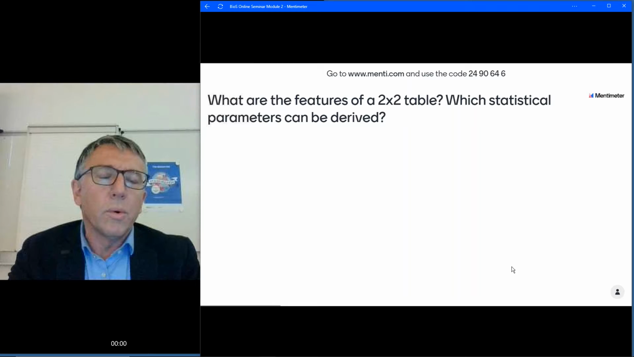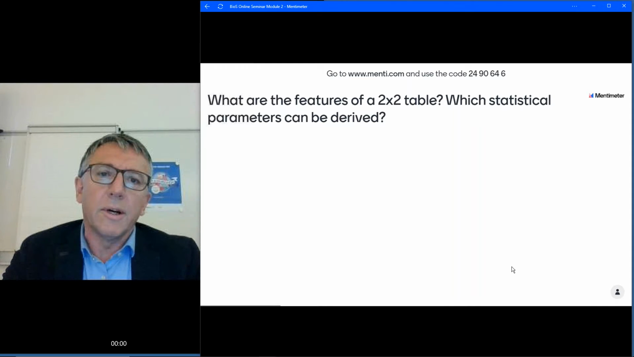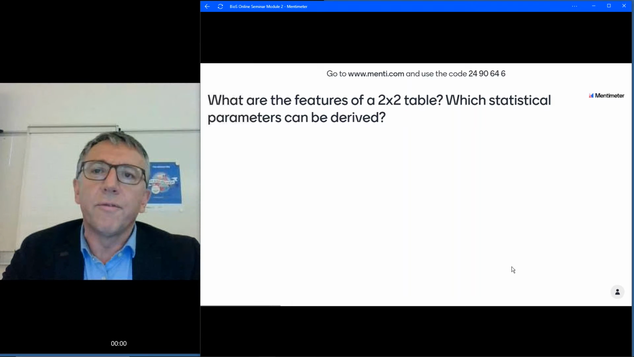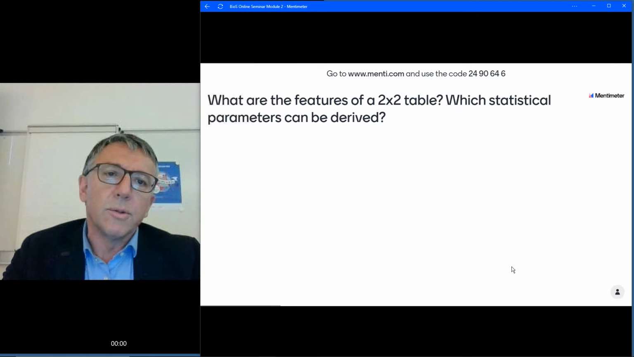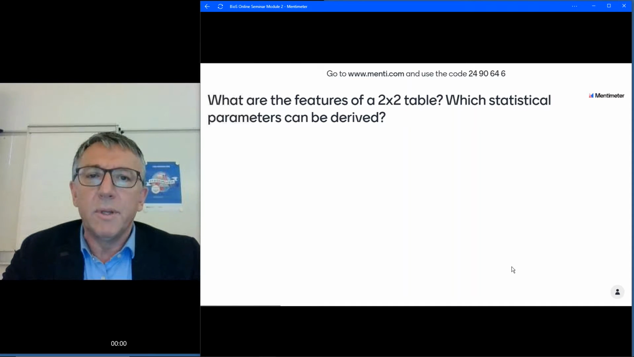I just want to know if you bring in some information or some knowledge about what the features of such a table are and which statistical parameters we can now derive from this table. And if you know something about those parameters that can be derived, please type them into the Mentimeter.